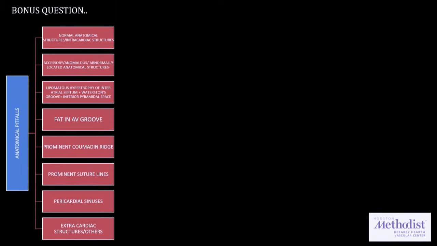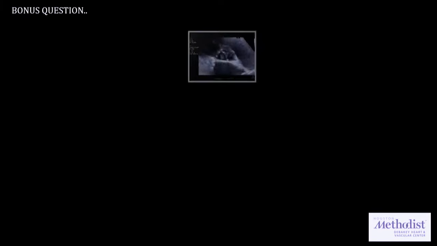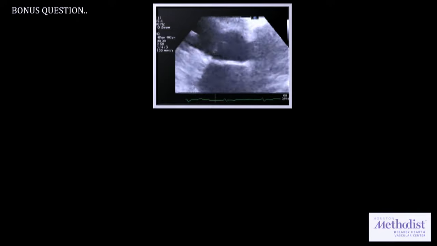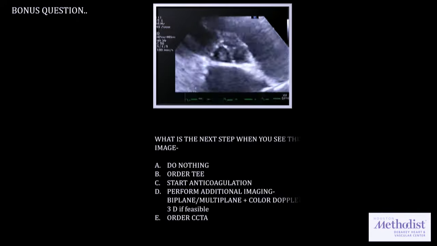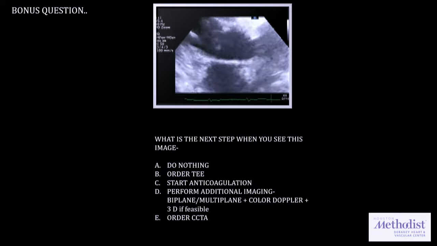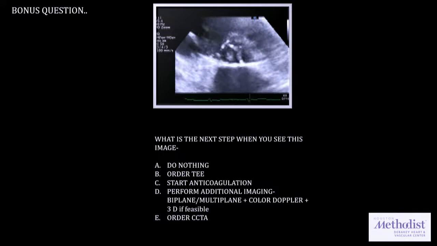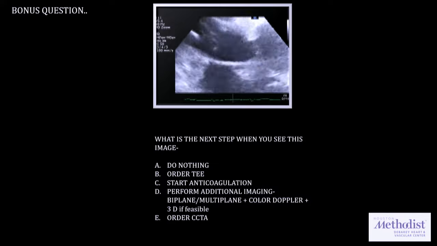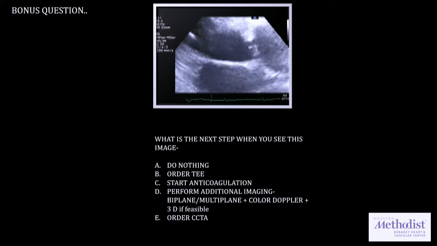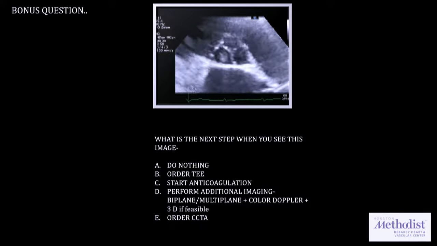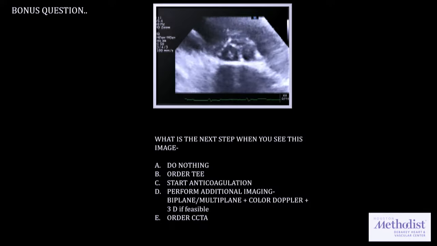All right, moving along. We did cover all these anatomical pitfalls, but I do have a bonus question. Let's see if you can answer this. What's the next step when you see something like this? Can you all see what's going on? Right? You see something on the aortic valve. Let's see if one of the sonographers can pick.